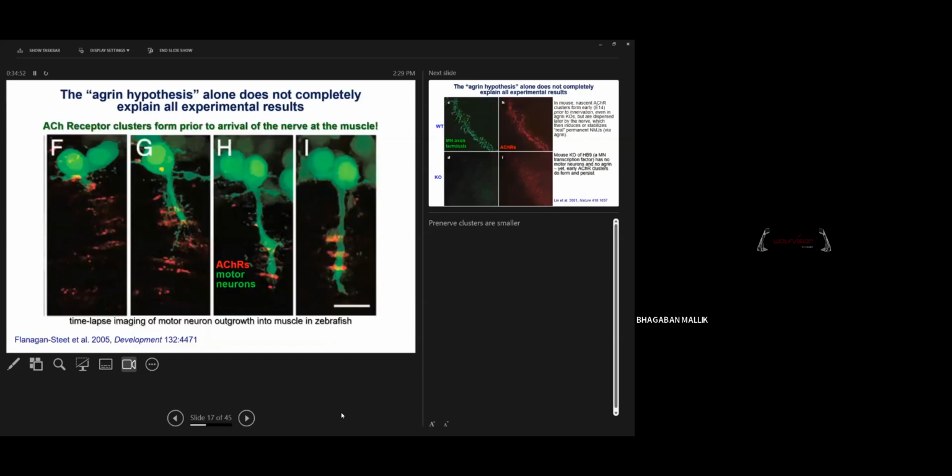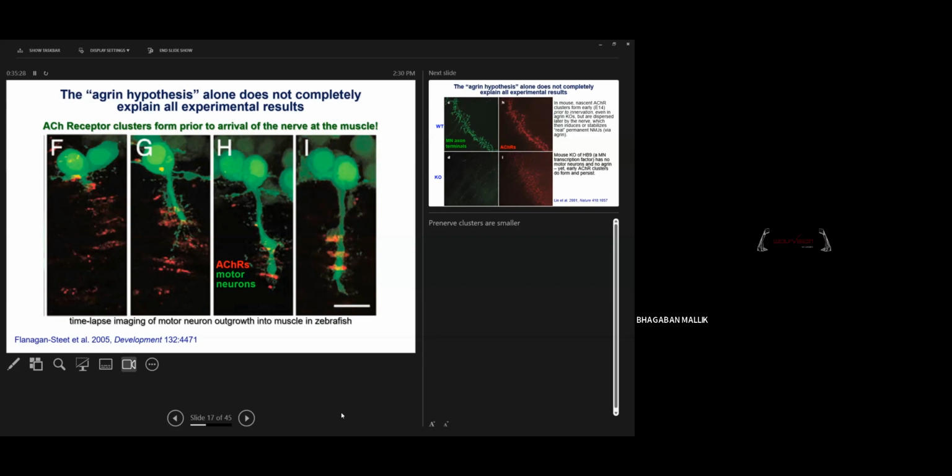Now, this is what is believed in this area, but there is always some exception. You cannot generalize that agrin or rapsyn always cluster acetylcholine receptor in the postsynaptic cells. There are always exceptions to the hypothesis. Here there are some hypotheses which suggest that agrin is not always required for clustering of acetylcholine receptor.